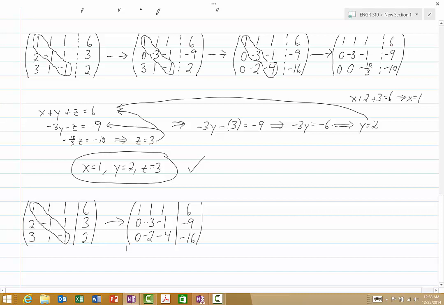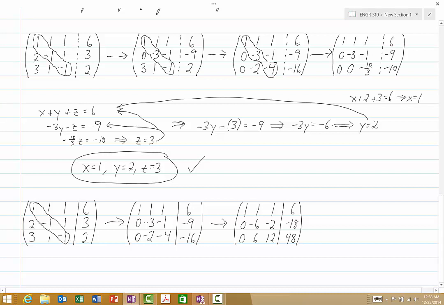Well, what else could you do? Remember that you're allowed to multiply any row by any non-zero number. So what I'm going to do is leave the first row as it is, 1, 1, 1, 6. I'll multiply the second row by 2 to get 0, negative 6, negative 2, negative 18. I'll multiply the third row by negative 3 to get 0, 6, 12, and 48.